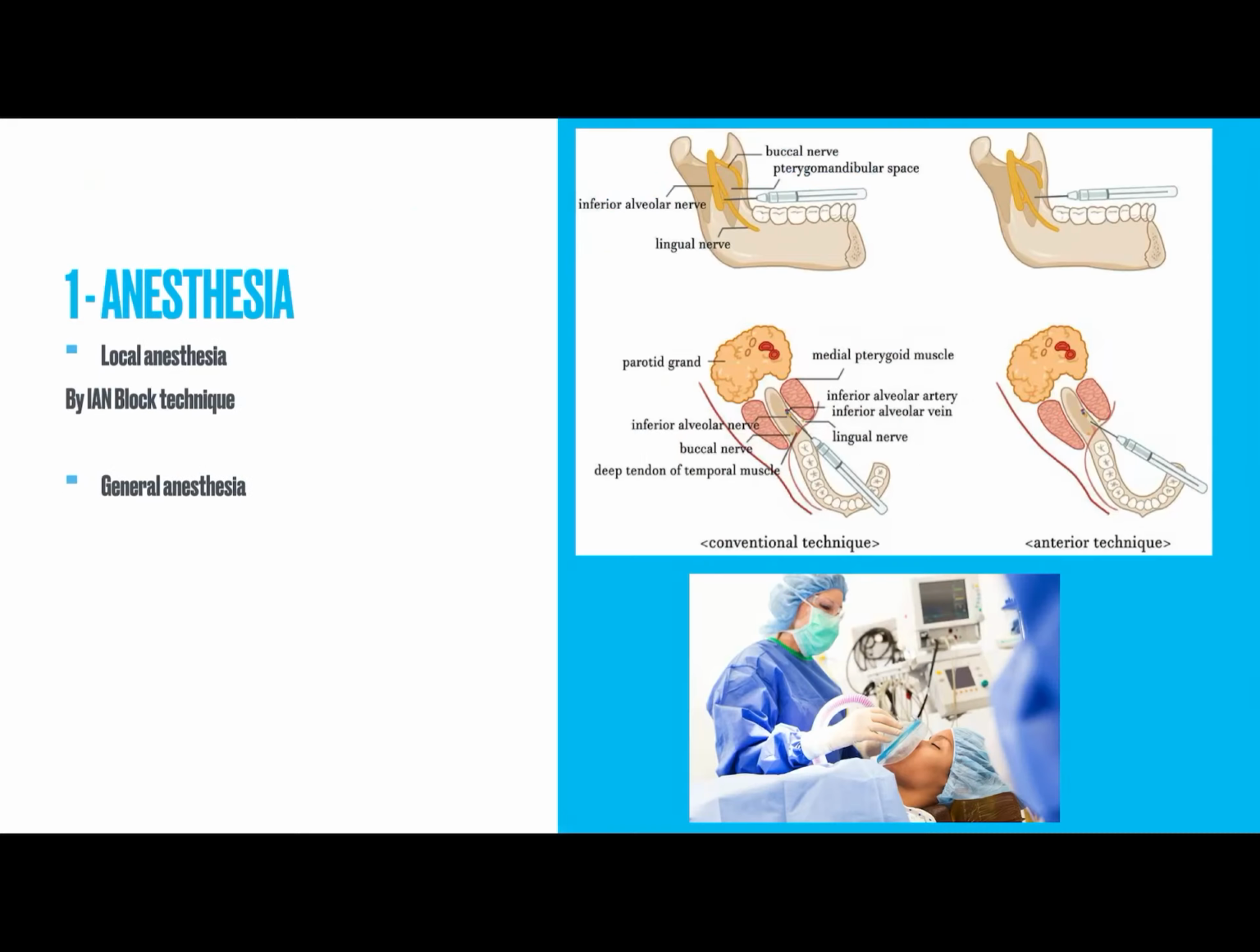Starting with anesthesia, it is either done by local anesthesia, more commonly by an inferior alveolar nerve block technique using an agent, most commonly lidocaine 2%, depending on the case and the patient. Or we can use general anesthesia for patients who are difficult to cooperate with, like mentally retarded patients, or when two teeth are extracted at the same time on both sides. We need to use general anesthesia.